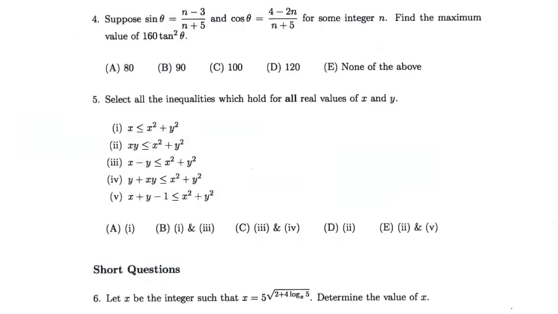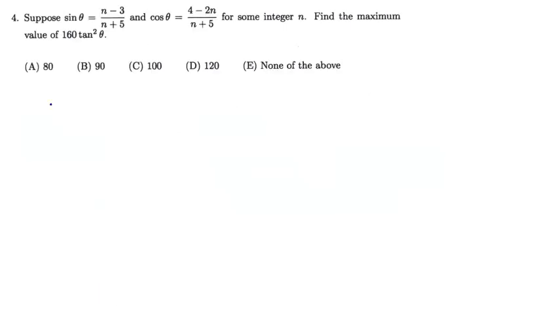Singapore Mathematical Olympiad SMO 2021 senior section first round, problem number 4. Suppose sine theta equals n minus 3 over n plus 5 and cos theta equals 4 minus 2n over n plus 5 for some integer n. Find the maximum value of 160 times tangent squared theta. Okay, so the first thing we know is sine squared theta plus cos squared theta equals 1.